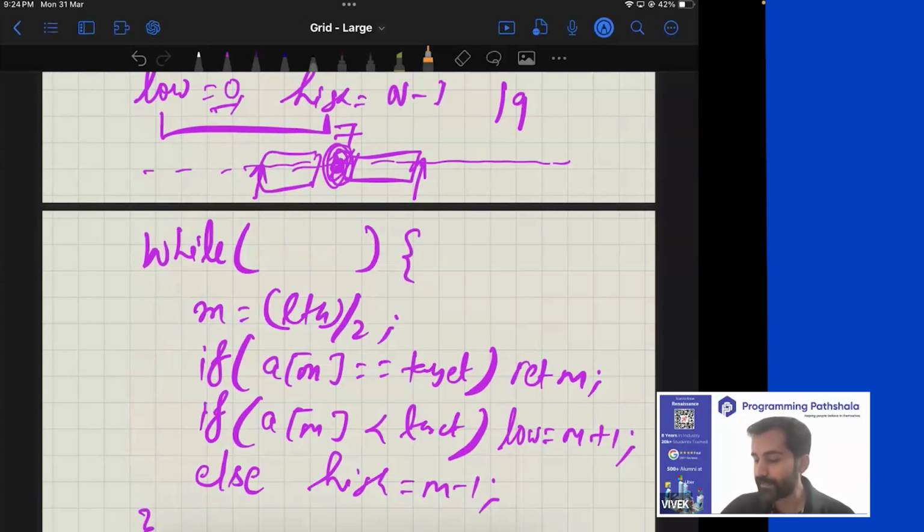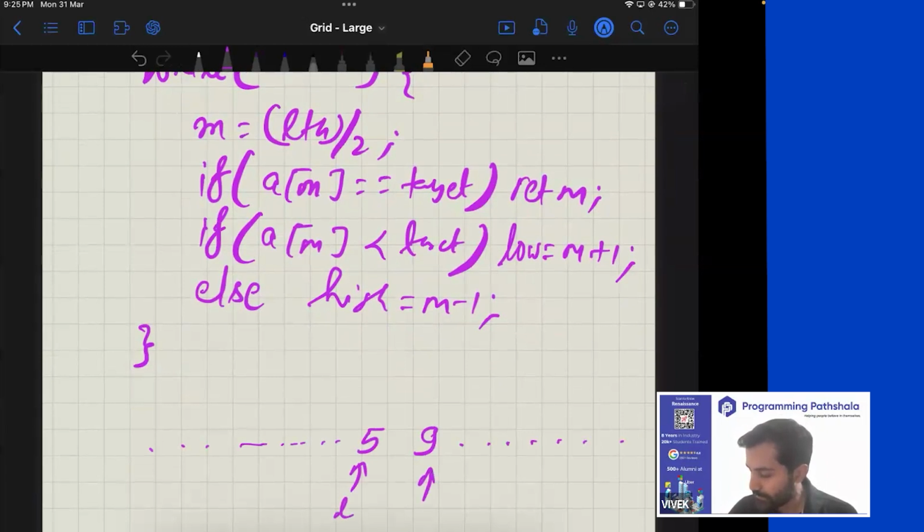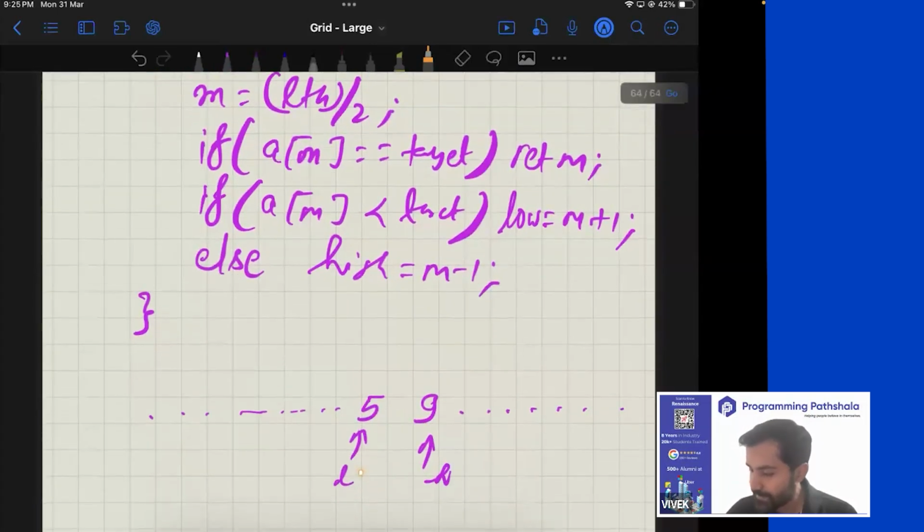So in the worst case scenario, what might end up happening is that the element was not present. If the element was not present, in that case, you will be out of space. Let me give you a quick example. Let's say you had an array, you had 5 here, and you had 9 here, and so on. Let's say this was your low and this was your high. So it means this is your current search space. Now, let's say this low index is 4 and high index is 5.